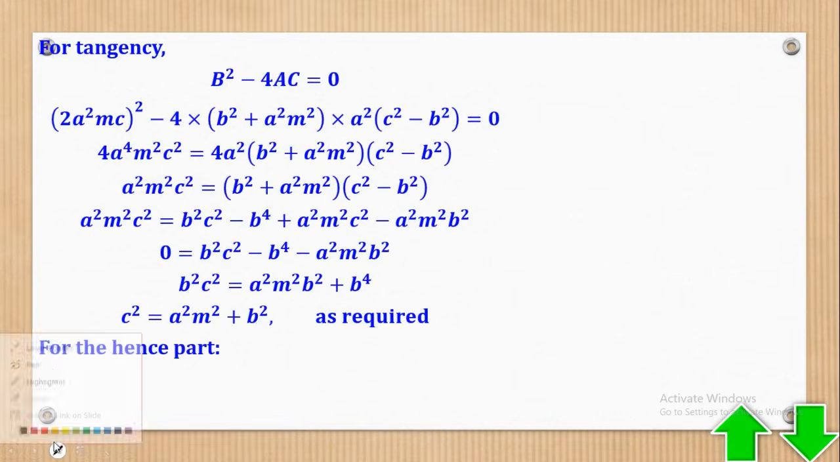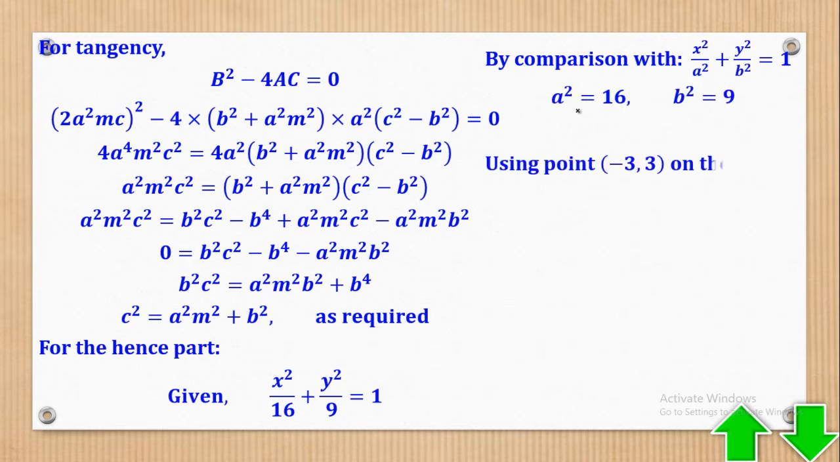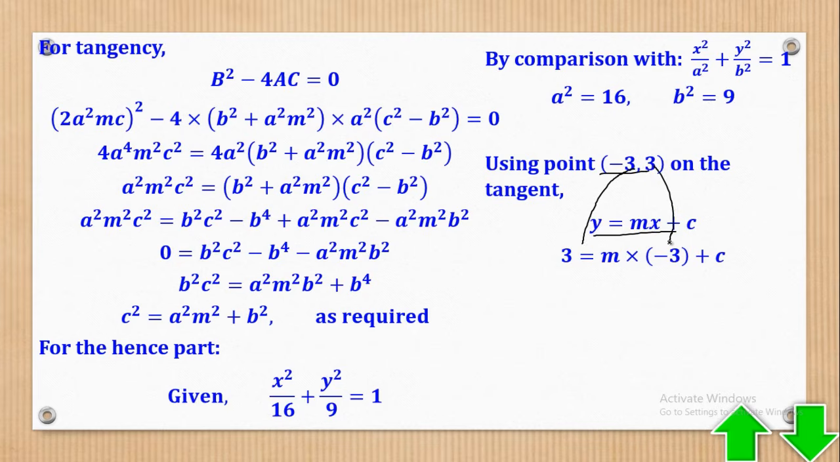So you come and say that for the hence part, we are given this, implying that by comparison we shall be able to get the values of a squared and b squared. Therefore, using this point on the tangent, remember the tangent was y equal to mx plus c. Therefore, substitute for y and for x to come up with that. But I also, therefore, from here, when I make c the subject, I'll take this one this side to come up with that.